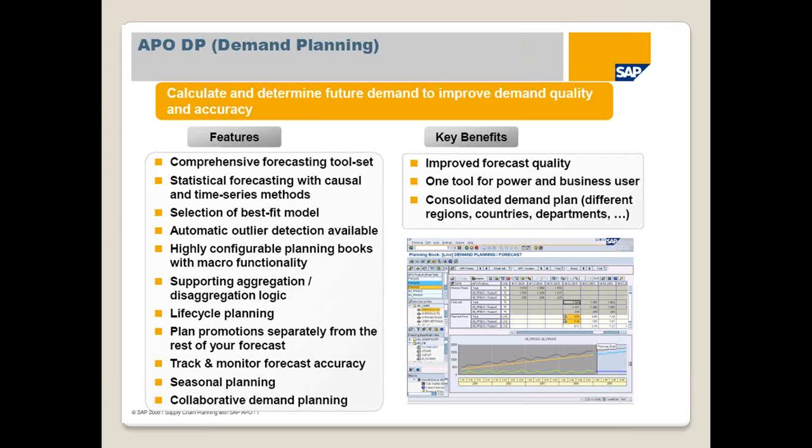Okay. So another advantage of this one, in APO demand planning, we have a screen called the interactive planning screen. So in a single screen, you can see any kind of information.